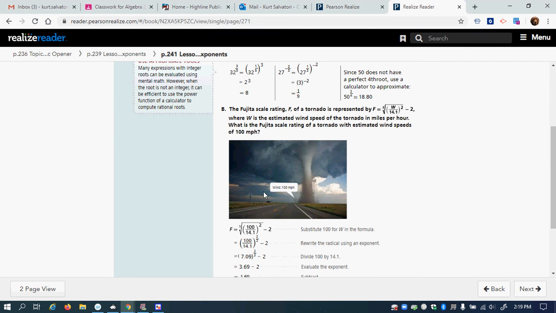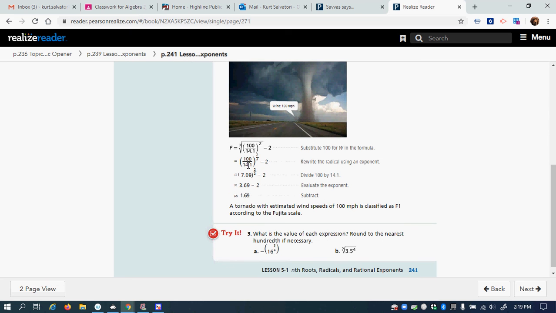So you're just basically putting 100 into this equation and then calculating it. And that's what they did. They took the 100 and the 14.1 and noticed that they could change it into 2/3 as a particular exponent, because these mean the same thing. And then they went ahead and divided the 100 by 14.1, got the 7.09, then took it to the exponent of 2/3, which gave us 3.69, and then minus 2, which gives you the 1.69.